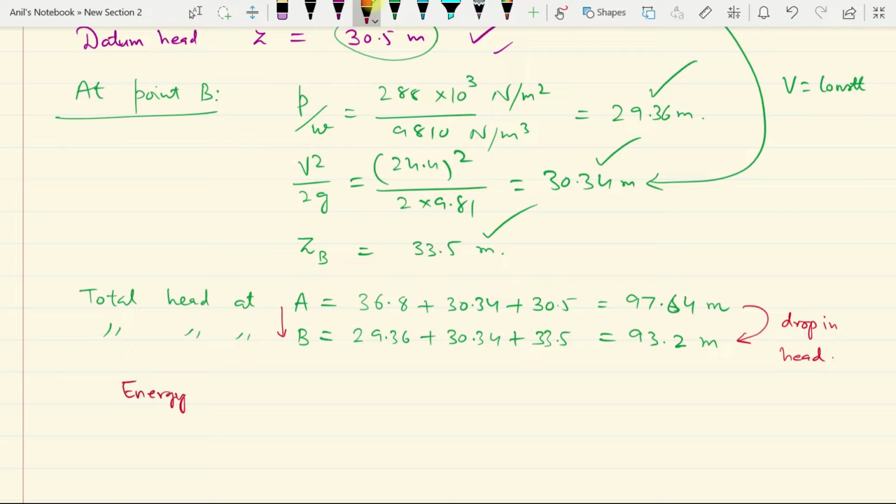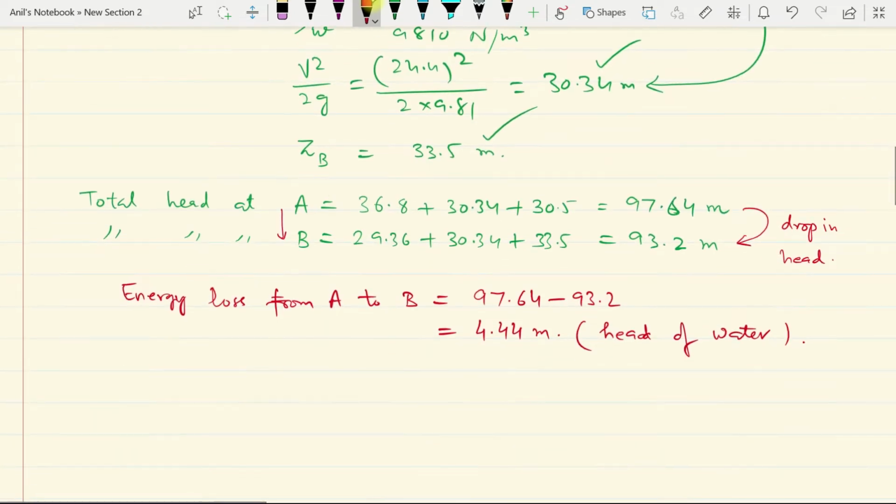Therefore, energy loss from A to B will be simply the difference of the two heads. So it is 4.44 meters. This is in terms of head of water. So this is the answer.